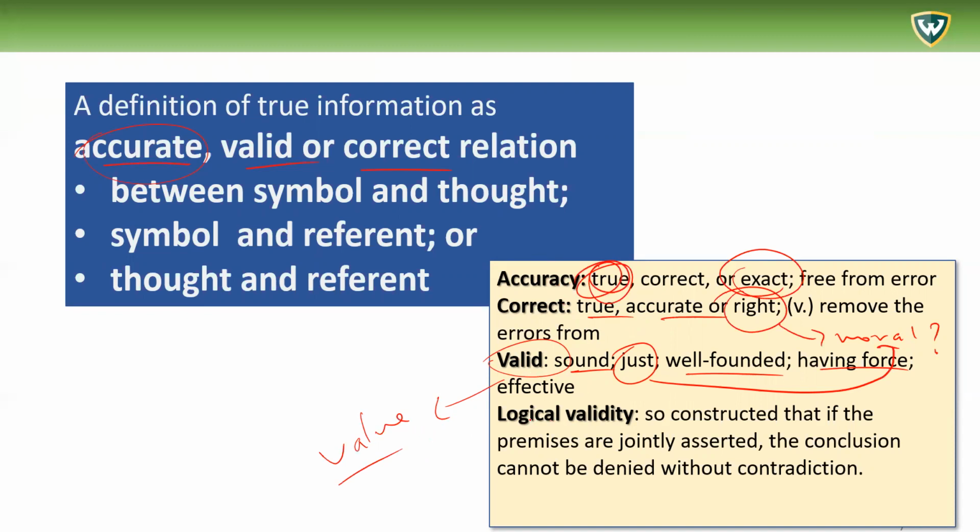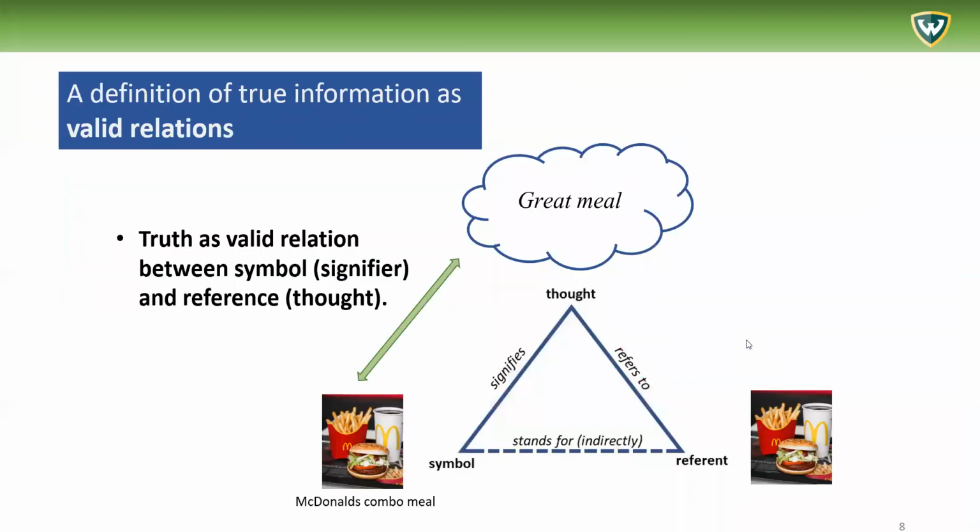There are also more specific definitions of truth, for example logical validity. Logical validity is so constructed that if the premises are jointly asserted, the conclusion cannot be denied without contradiction. So it's the lack of logical contradiction between premises. I'm not going to get too deep into this, but I hope these terms work for now. So a definition of true information is essentially valid relations between these three elements of symbols, thoughts, and real objects in the world.